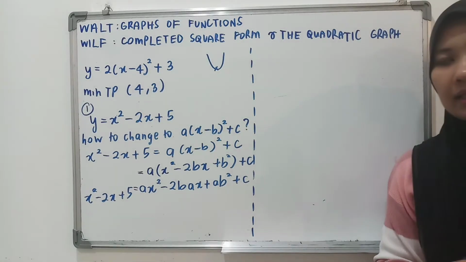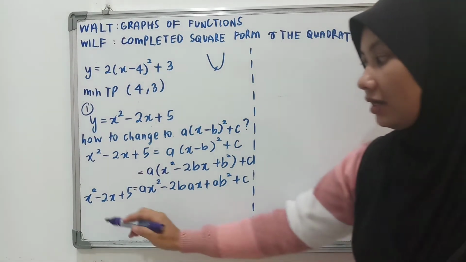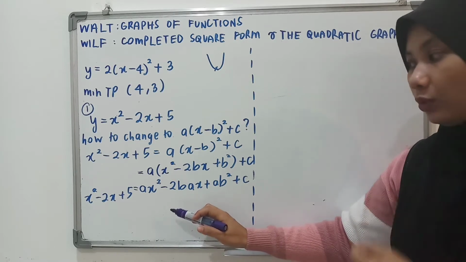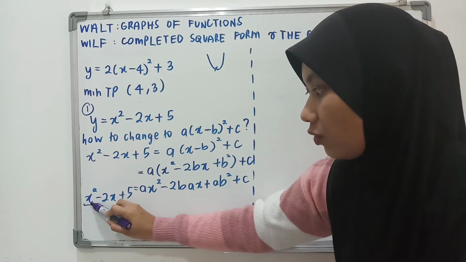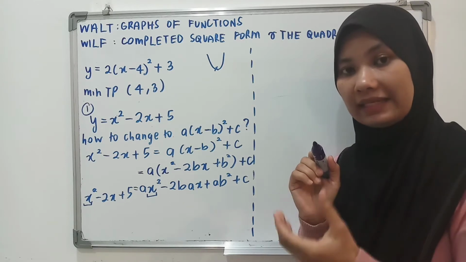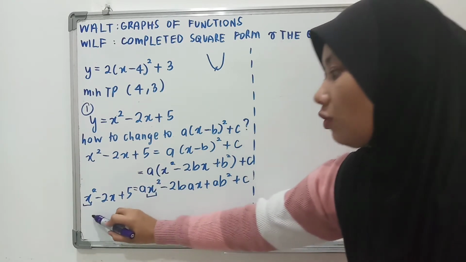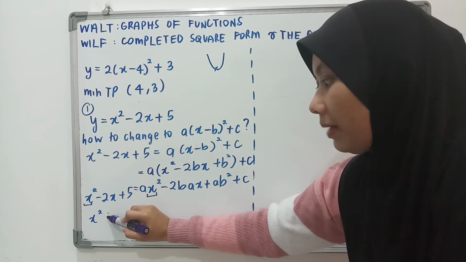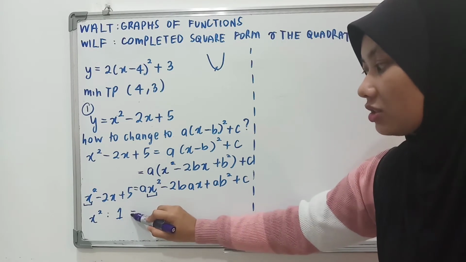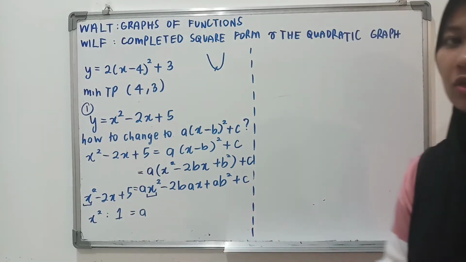So you can simply compare your left hand side to your right hand side equation. You compare the same term only. As you can see, I have x squared over here and I have x squared over here. You compare the constant in front of your unknown. So for x squared, what is the constant in front of my x squared? That is just 1, equals to A. So I know that A is equal to 1 now.